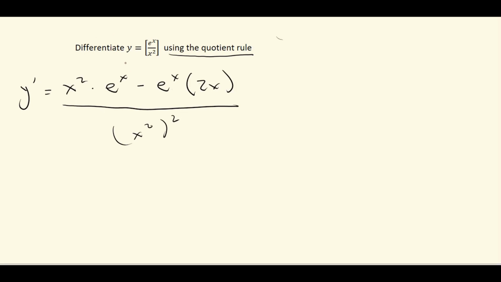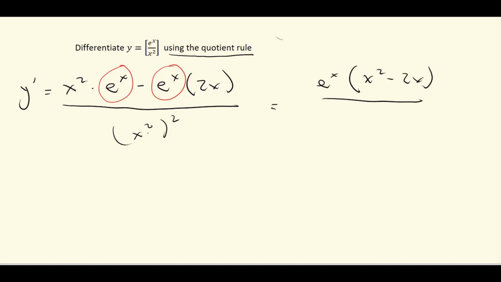Looking at it, we see we can factor out an e to the x from both terms in the numerator, so we'll go ahead and do that. So this is equal to e to the x times x squared minus 2x, divided by x squared raised to the second power, which is the same thing as x to the 2 times 2, which is x to the fourth.